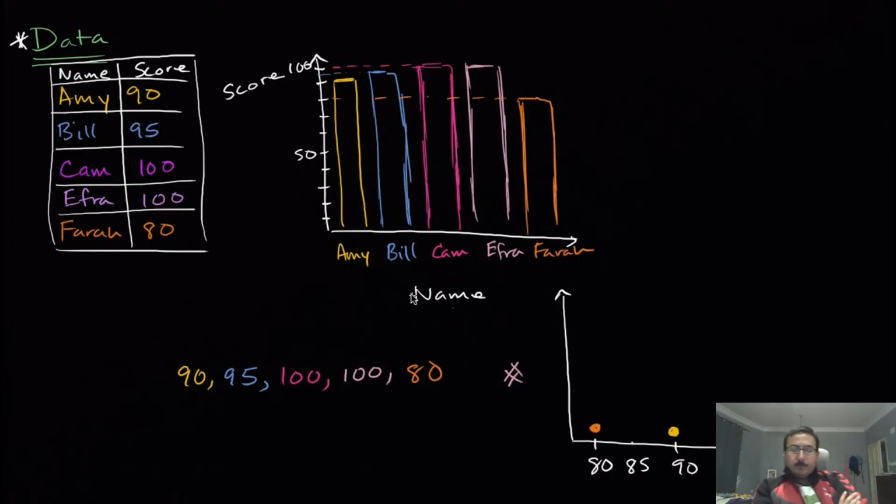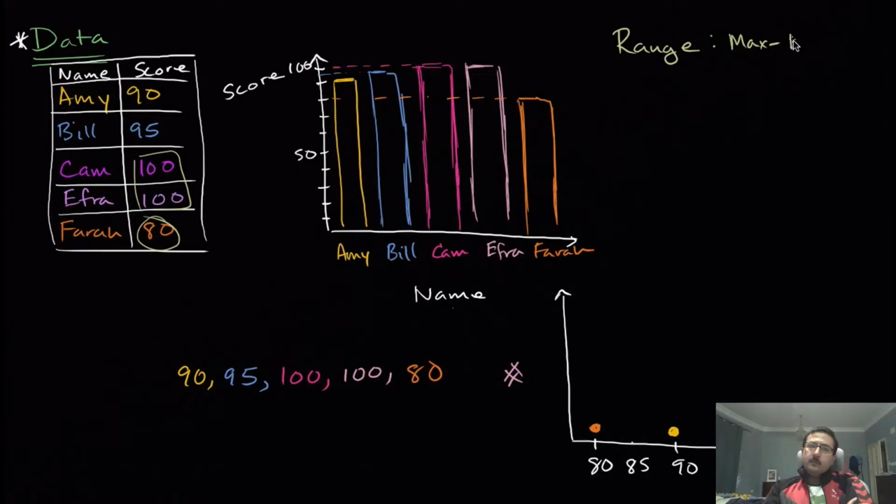We can ask ourselves things like, well, what is the range in the data? And the range is just the spread between the lowest point and the highest point. So the range in this data is going to be the difference between the highest score, and the highest score is our 100, and the lowest score, an 80. So the range is going to be the difference between the max minus the min, the maximum score minus the minimum score. So it's going to be 100 minus 80 is equal to 20. So that gives you a sense of things. It kind of gives you a sense of spread.